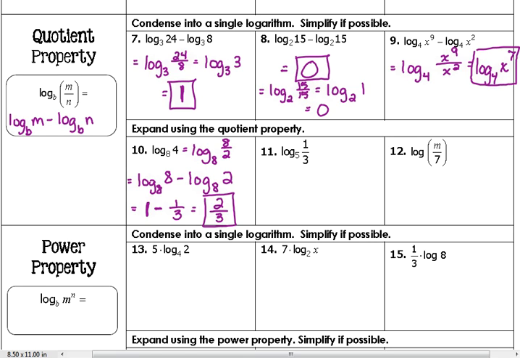Okay. Log base 5 of 1 over 3. It's already in quotient form, so let's just split it up. Log base 5 of 1 minus log base 5 of 3. What's log base 5 of 1 equal to? Log base anything of 1 is 0. And we can't figure out a whole number power relationship between 5 and 3. So really this is just equal to the negative log base 5 of 3.